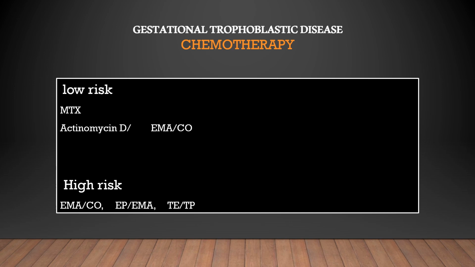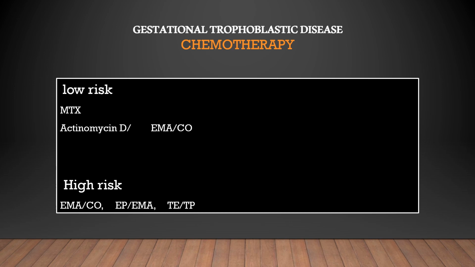So in high risk patients, we start treatment with EMA-CO, but if resistant to that, then EP-EMA or TE-TP therapy. EP-EMA is etoposide, P for platin, cisplatin, then again etoposide, M for methotrexate, A for actinomycin D. Then T for Taxol, paclitaxel, E for etoposide, T again for Taxol, paclitaxel, and P for cisplatin, right?